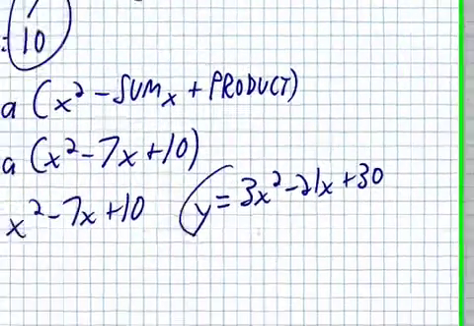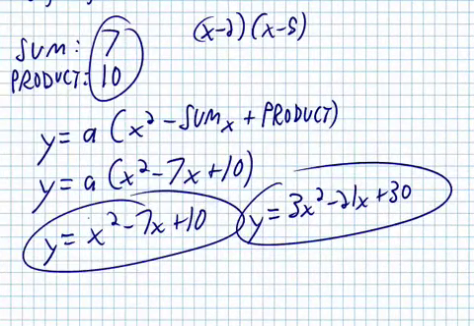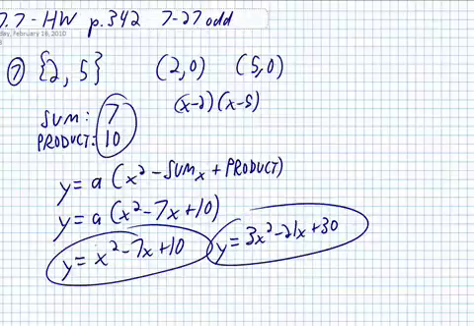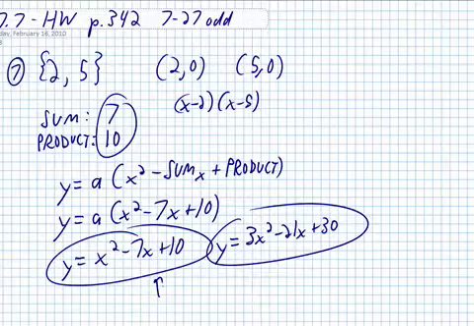This is another example, and both of these would be perfectly acceptable answers. You could have infinitely many, as long as they have integer coefficients. This is the simplest one, so that's the one we're going to end up using.